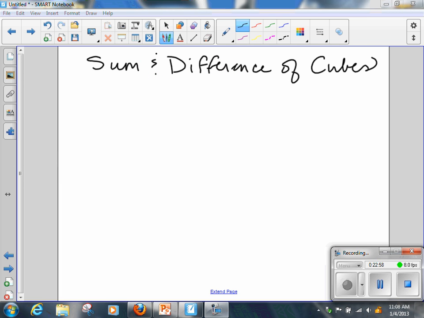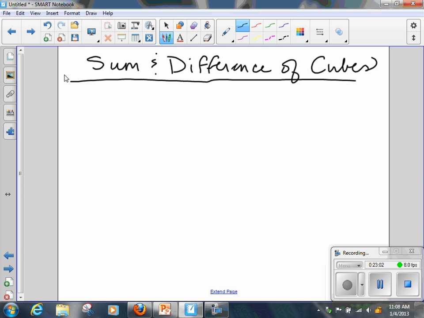Sum and difference of cubes. You know, it's that pattern. Okay, sum of cubes. Let's look at the sum first.